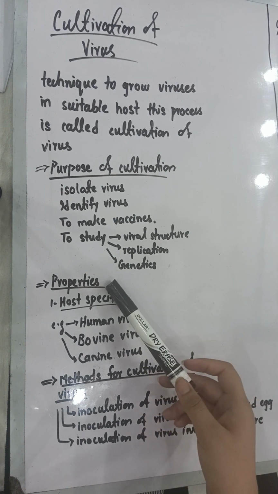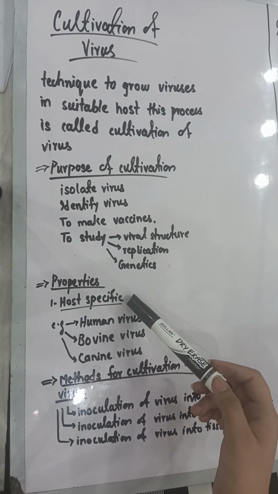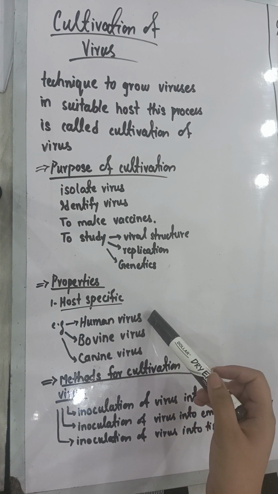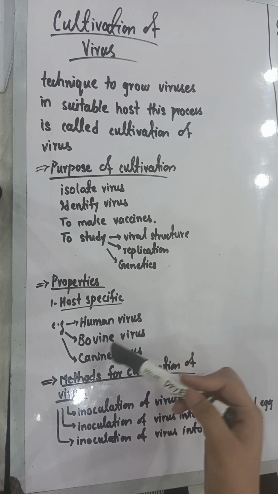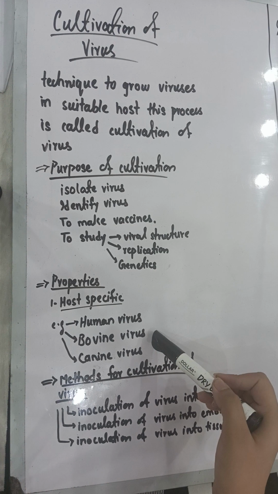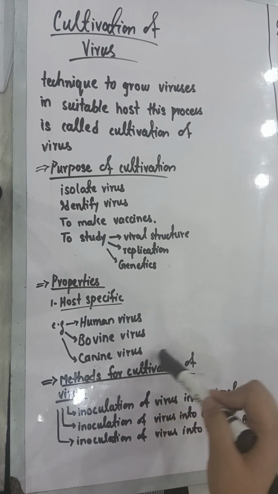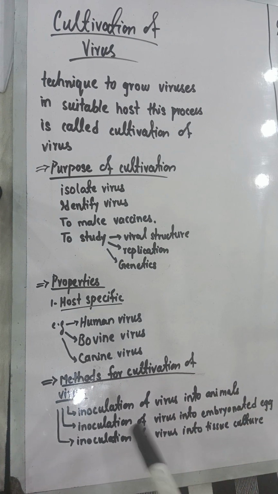Now let's discuss some properties of the cultivation of viruses. Viruses are host specific. Human viruses are only cultivated inside a human cell. Bovine viruses are always cultivated inside a bovine cell. Canine viruses are also cultivated inside a canine cell.